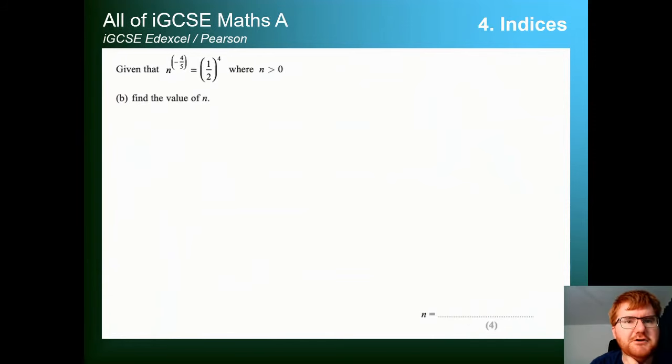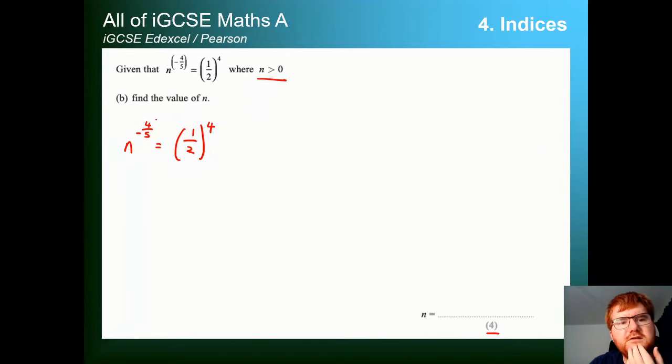Okay, and on to this question, again, much more tricky as well. Again, see a 4-mark question. You know, there's going to be a lot to do. So, given that n to the power of minus 4/5 is equal to a half to the power of 4, now n is greater than 0, find the value of n. Okay, so let's write this out first of all. So, n to the power of minus 4/5 is equal to a half to the power of 4.